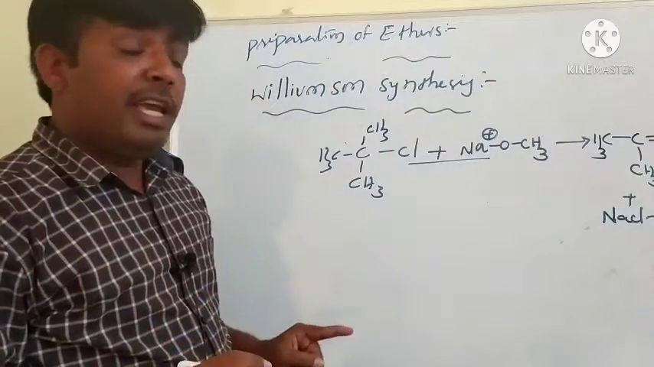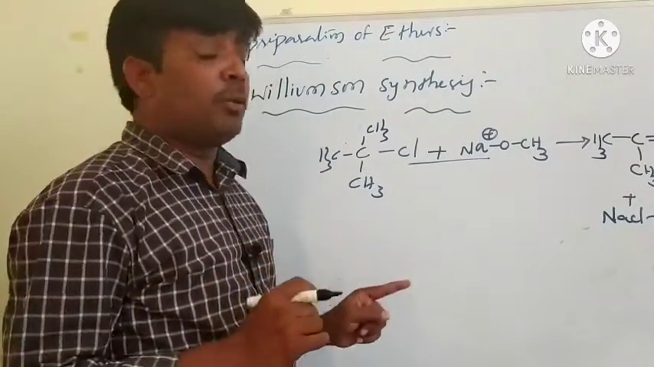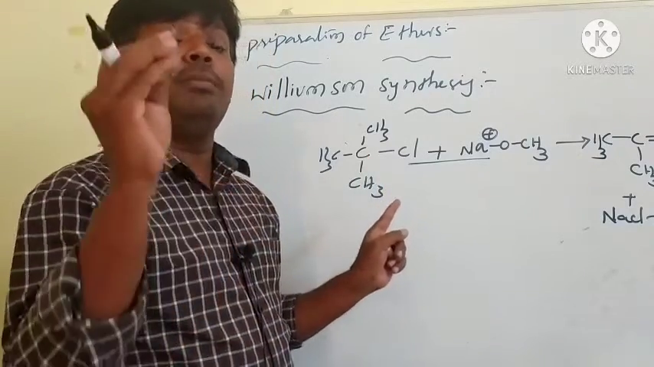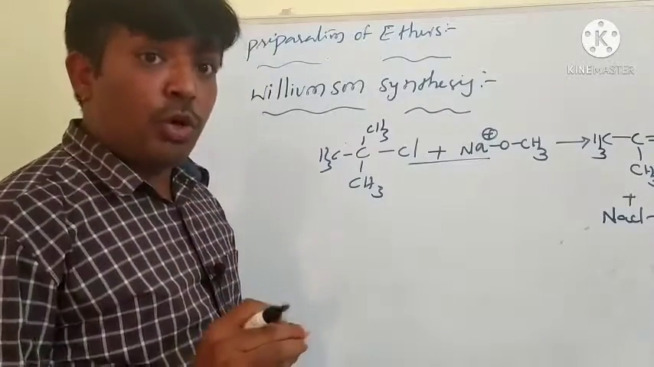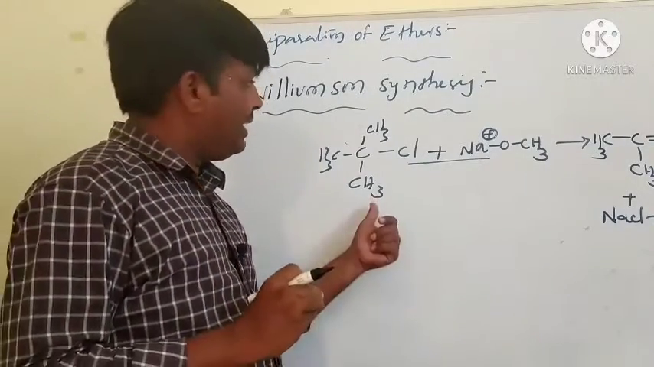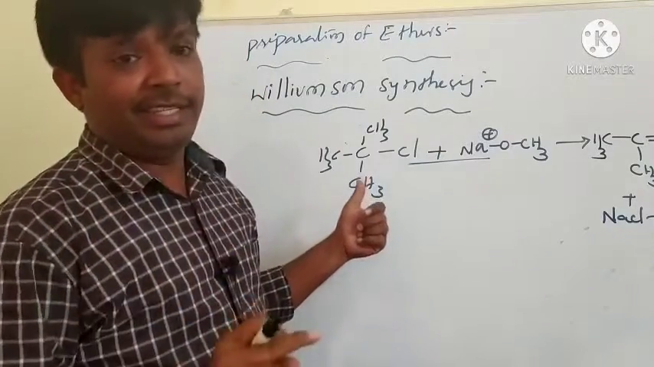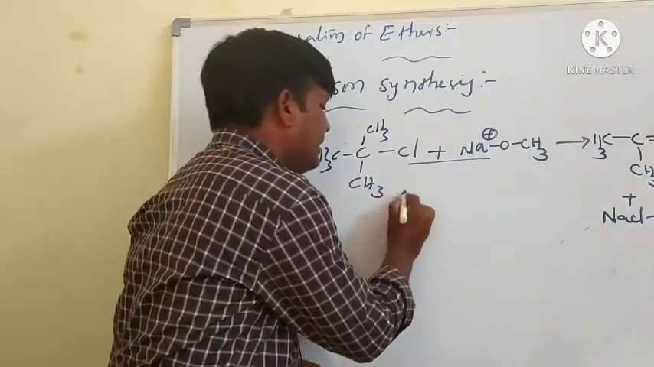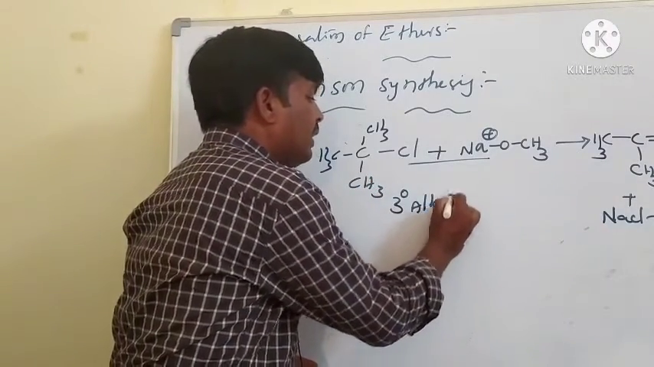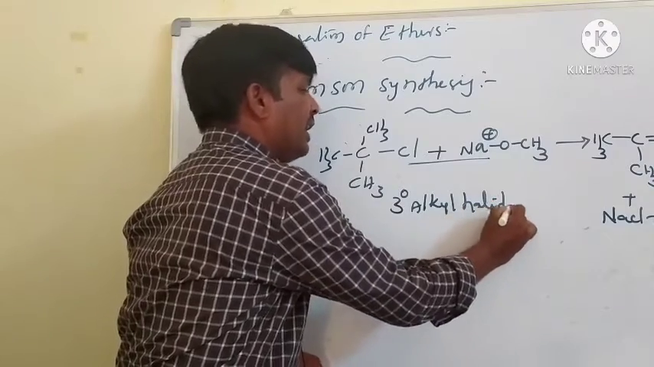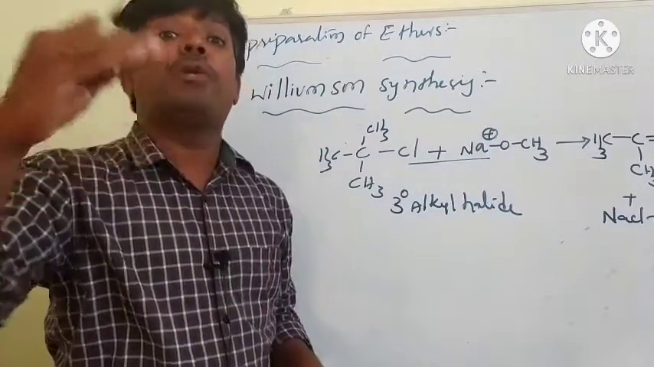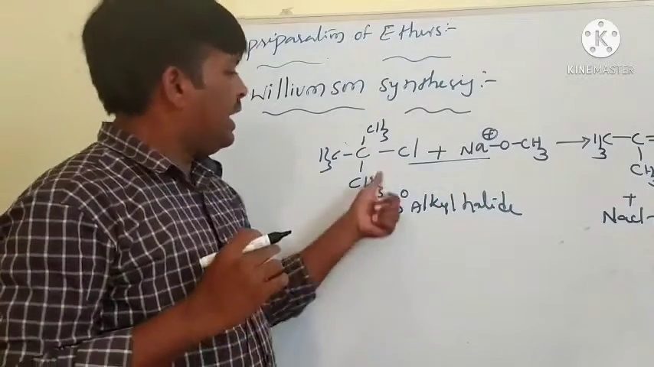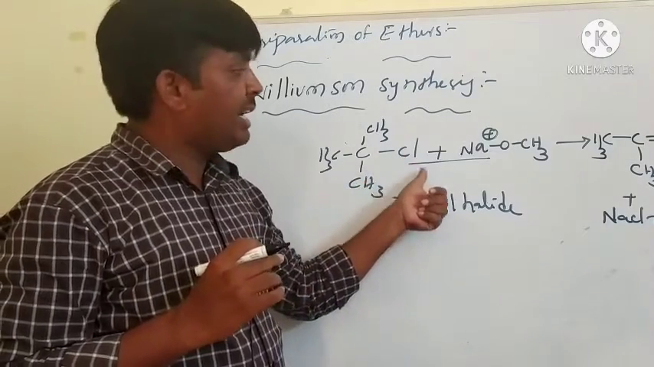Why? What is the reason? In the previous example, we took sodium tertiary alkoxide, but here it is a tertiary alkyl halide. In the case of tertiary alkyl halide, the product is alkene. In the case of tertiary alkoxide, the product is ether. What is the reason?